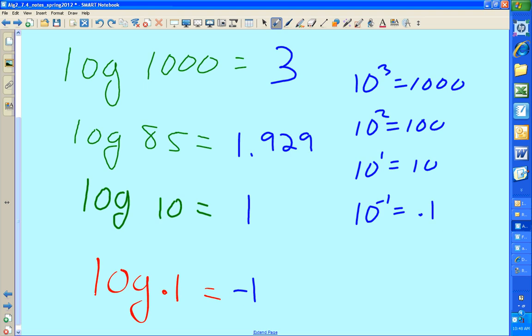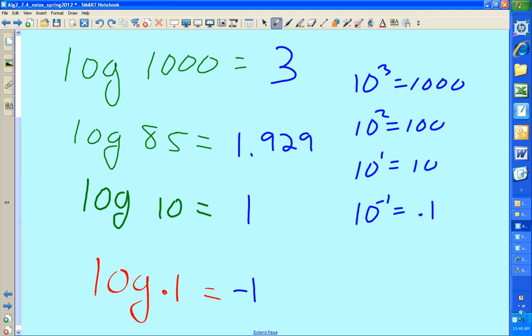The log of 0.1 is -1. The log of 10 is 1. The log of 1,000 is 3. The log of 100 is 2. And the log of 85, which is between 10 and 100, is between 1 and 2. Exactly what we would expect.